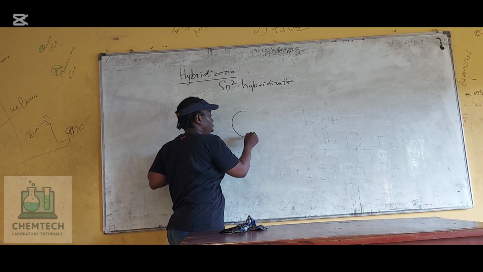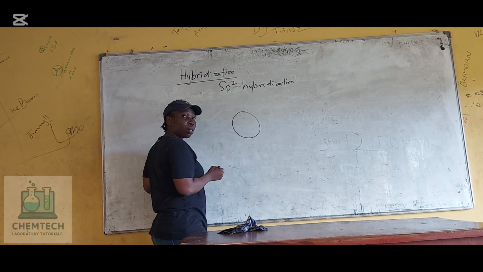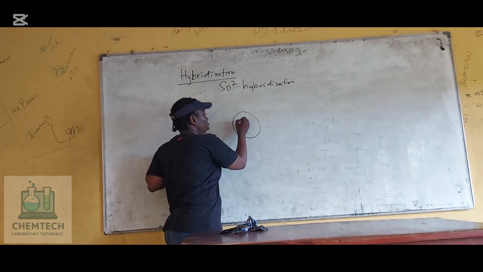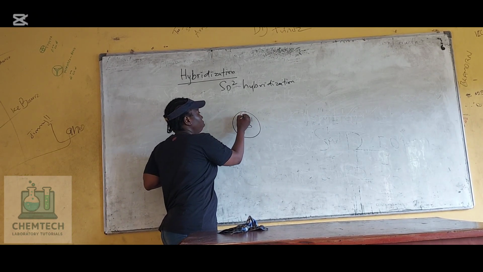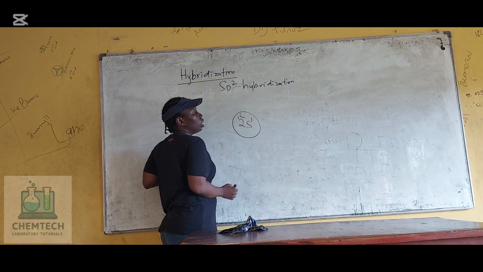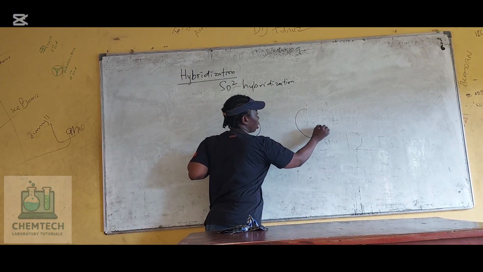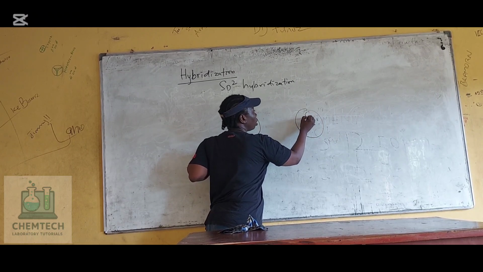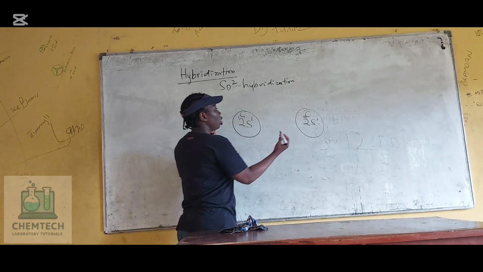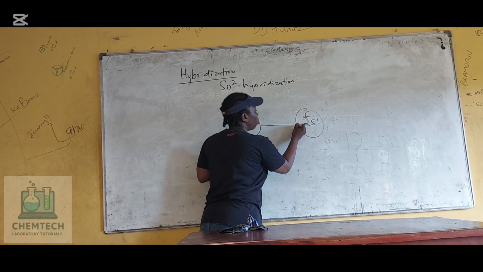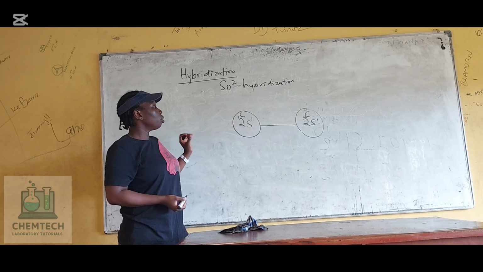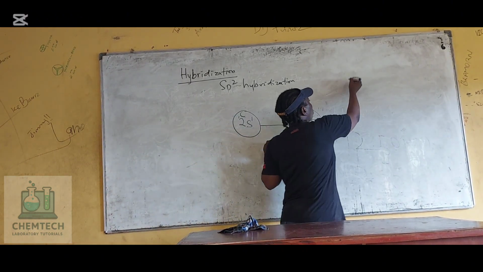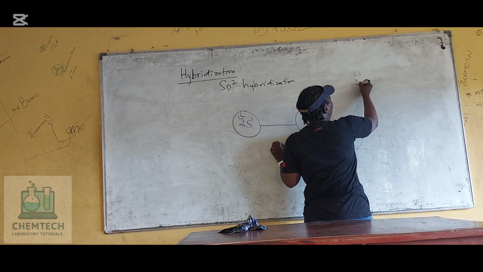This is the spherical of the first carbon. This is 2s1 of the first carbon. Then the 2s1 of the second carbon. So when these two come together end to end, they form a bond. Now, it means carbon has used its 2s to form a bond.